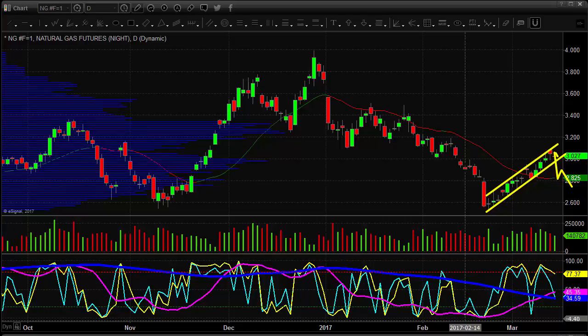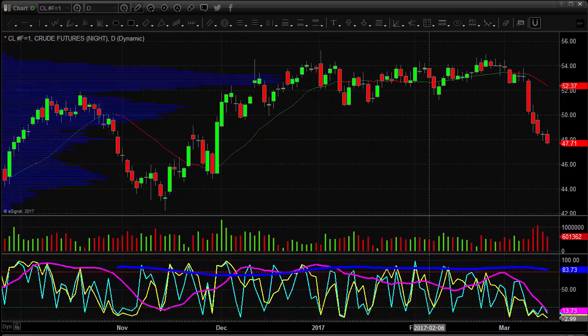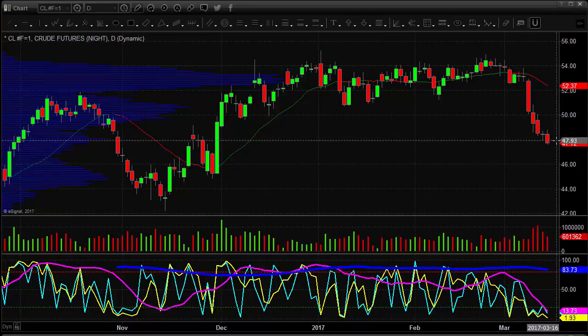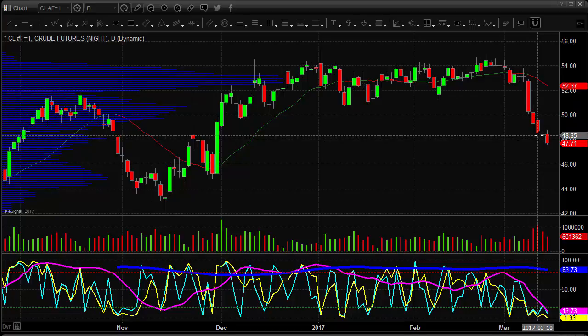Looking at crude oil, it continues to slide today. Let me just flip the charts here. This is the daily chart. Crude oil continues to slide. It's down about 1.5% this morning, so it's continuing to slide down a bit here. Overall, the quick drop and kind of flush out has taken place.